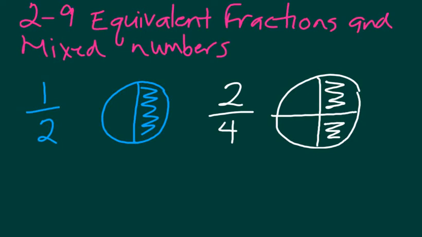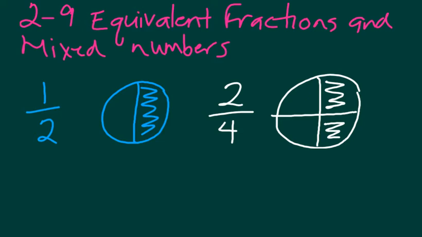2-9. Equivalent fractions and mixed numbers. When we think about fractions, we are thinking about part of a whole number, part of something, like pizza. If you have half of a pizza, that's part of one whole pizza. Fractions are part of a whole.